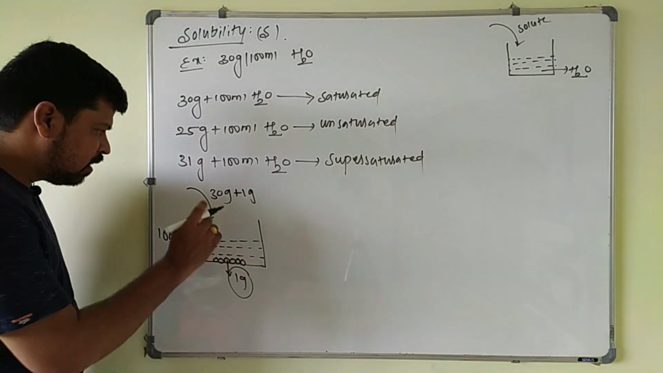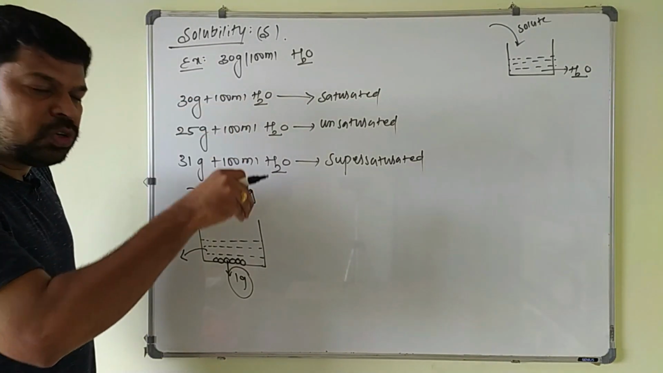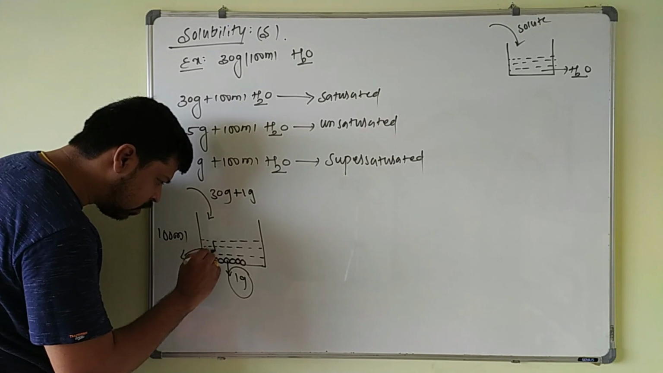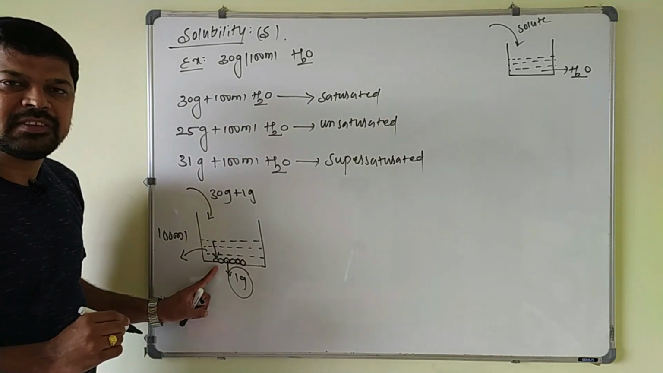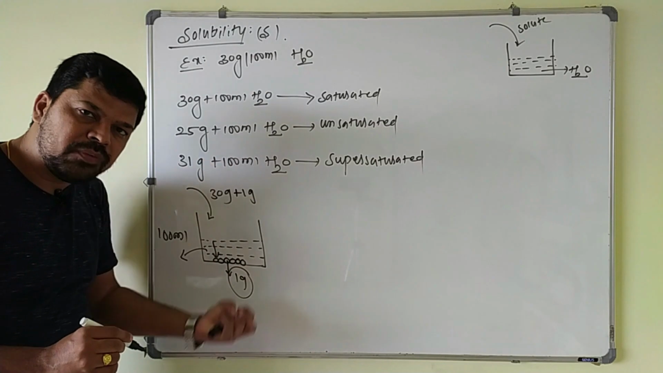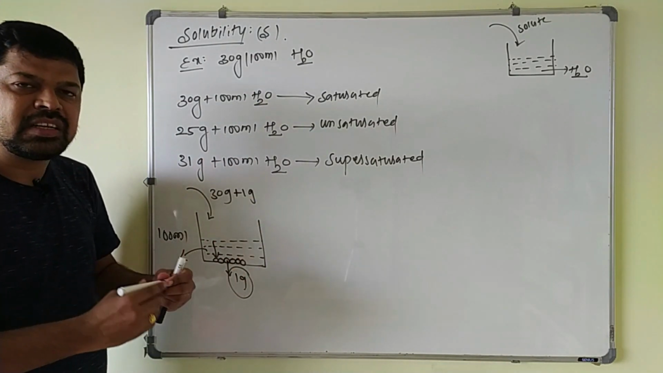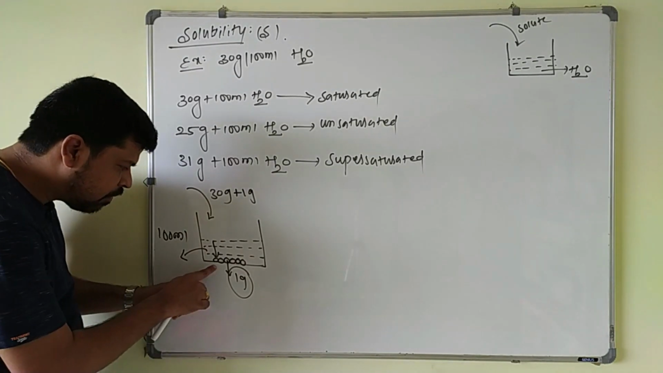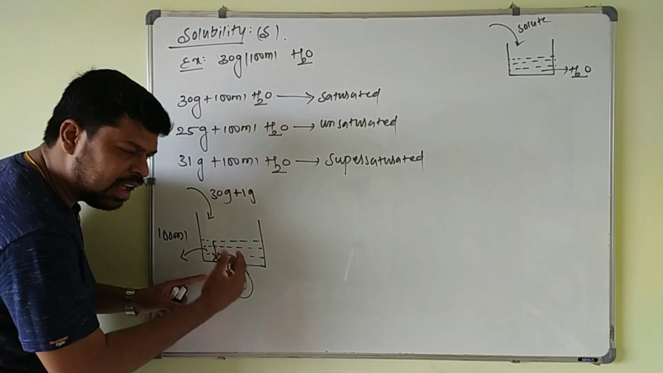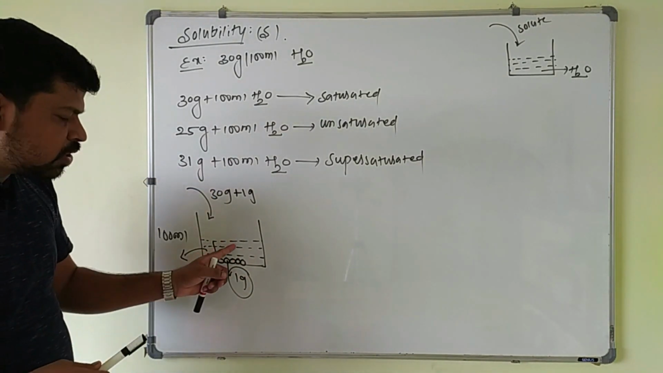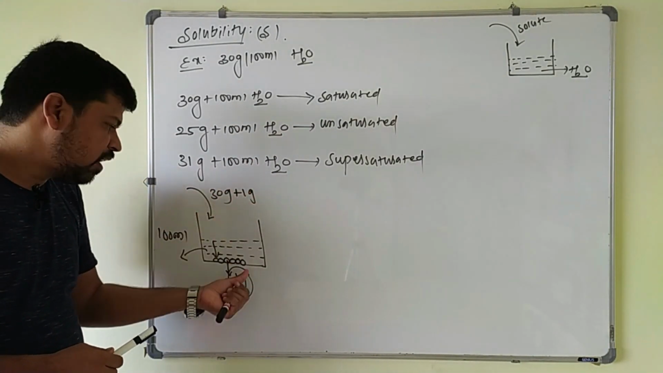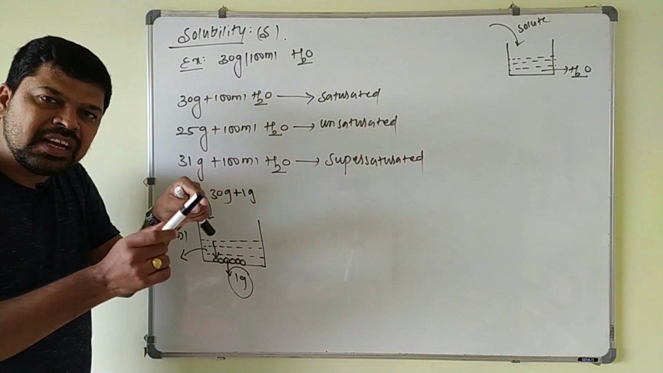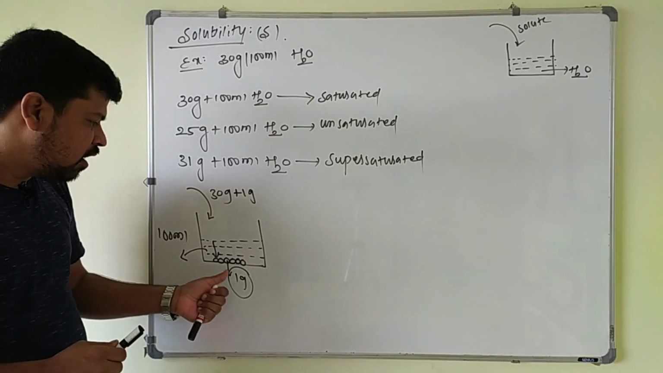Now what happens? The solute particles present in the solution are randomly moving and will collide with the solute particles present in the solid state. Then they will come out of the solution. The process in which solute particles come out of the solution is called crystallization. At the same time, some of the solute particles present in the solid state again go into the solution. That process is called dissolution, the process in which solute particles go into the solution to form a single phase.